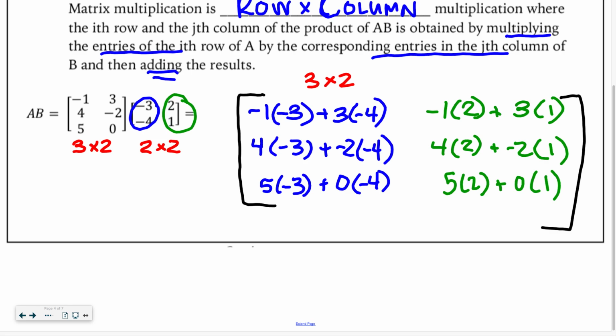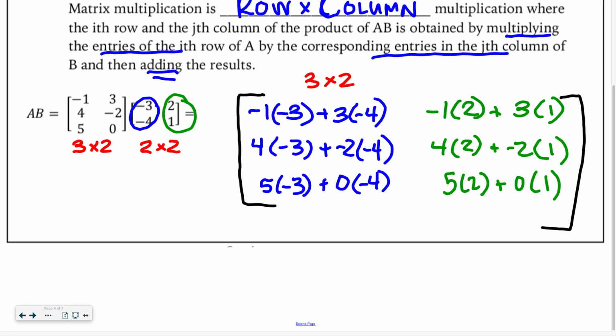Now, the one thing I like about writing out this work is that I noticed some patterns. If you check your rows in your answer matrix, the first number in your product should match the numbers in the rows. So like -1 and 3. See I have -1 and 3? -1 and 3. And then I have 4 and -2 in the second row. And then I have 5 and 0. Okay, so those things match by rows, from left to right.